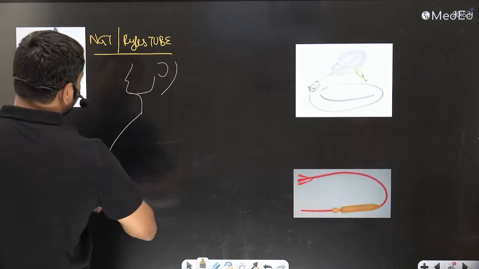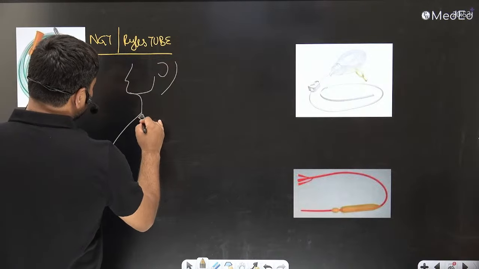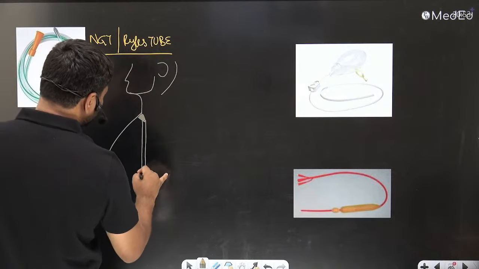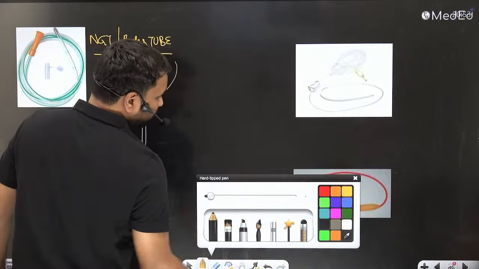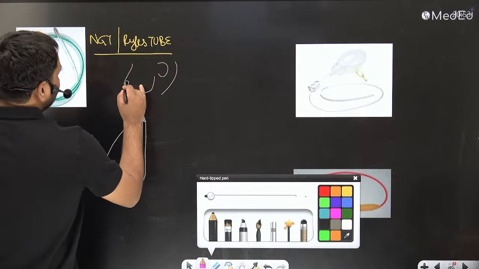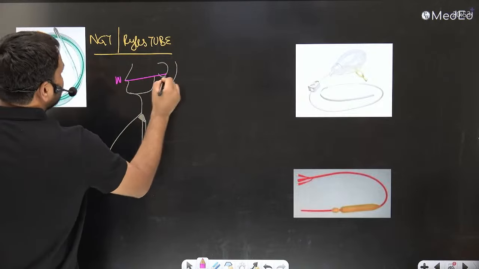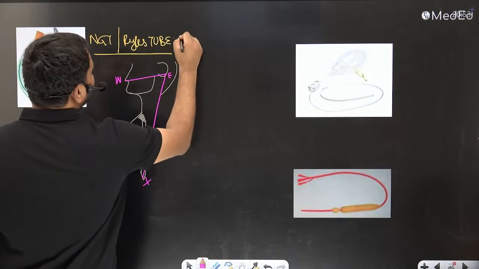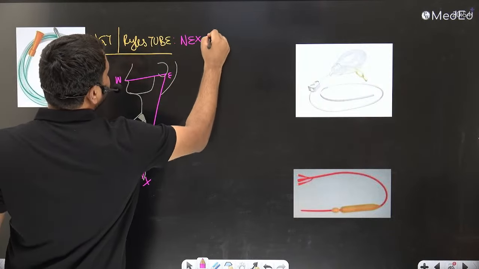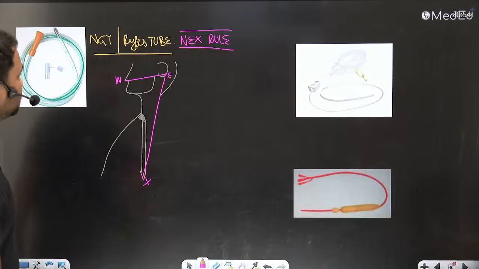This is the thorax. This is the suprasternal notch, and this is the sternum, right? So how do you measure the adequate length? You measure from the tip of the nose to the earlobe, and from the earlobe to the sternum. This is what we call the NEX rule. In order to get the correct length, we do the NEX rule. Whatever length comes, that much you are going to insert inside the body.